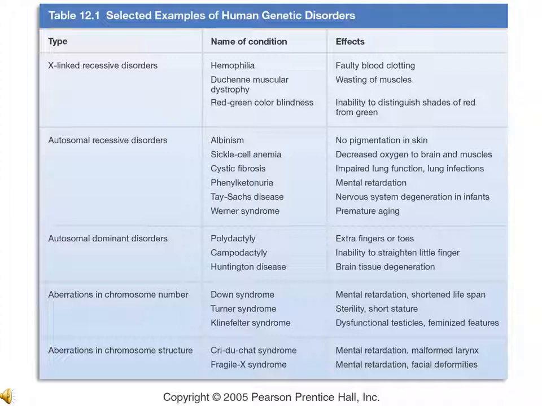Now please remember, autosomes are all the chromosomes minus the sex chromosomes. So when we talk about autosomal disorders, we are referring to any chromosome except the X and the Y. And when we talk about sex-linked disorders, we are referring to either the X or the Y chromosome. Let's look more carefully at each of these types of genetic disorders.